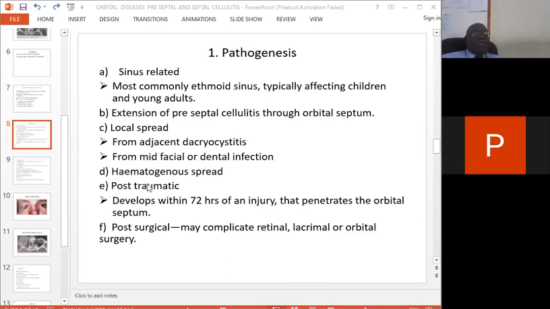You can have hematogenous spread, which is spread through the bloodstream. It is referred to as hematogenous.